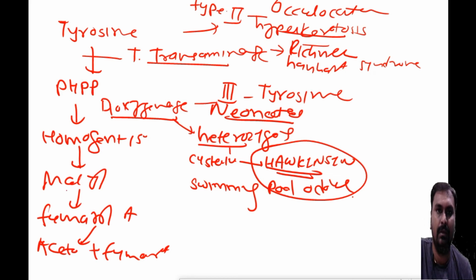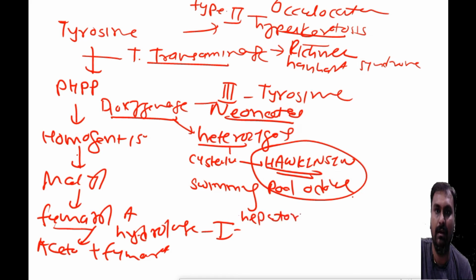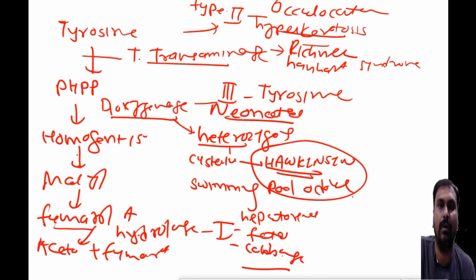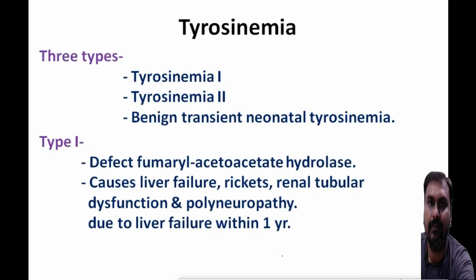And if fumarylacetoacetate hydrolase, which converts fumarylacetoacetate to fumarate and acetoacetate, is deficient, it will lead to type 1 tyrosinemia. It is also called hepatorenal syndrome. It is very fatal. Okay, and there is a cabbage odor. This is all about the different tyrosinemias.